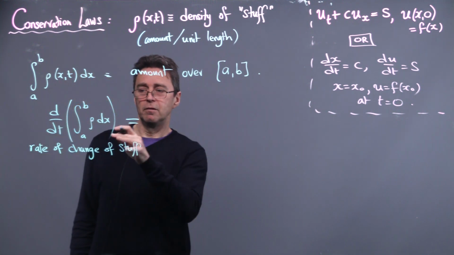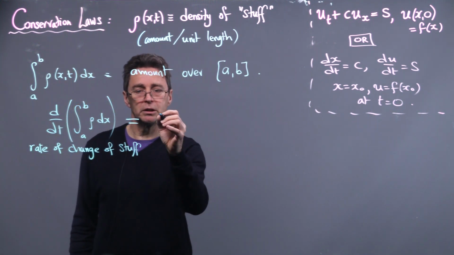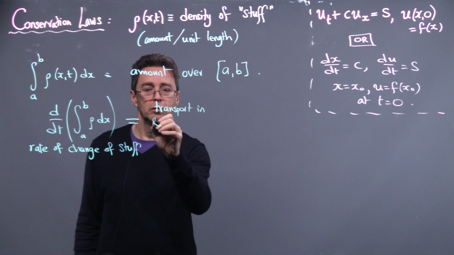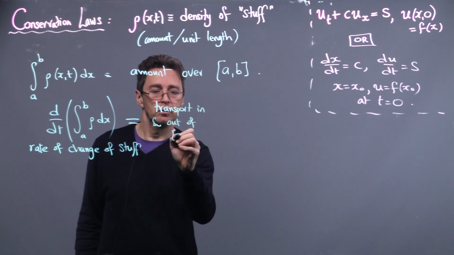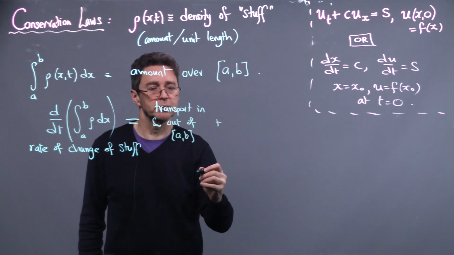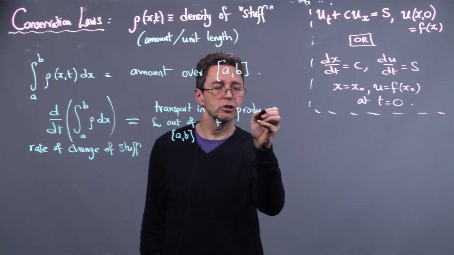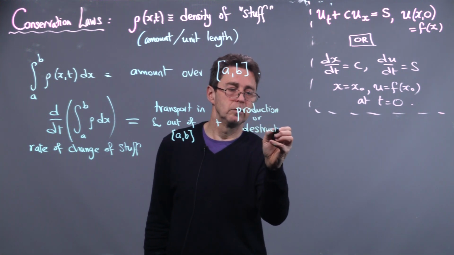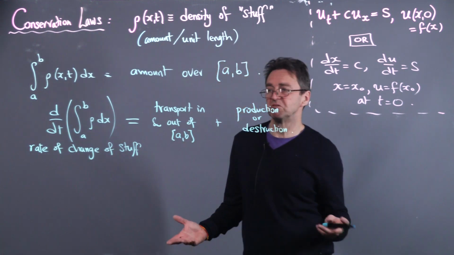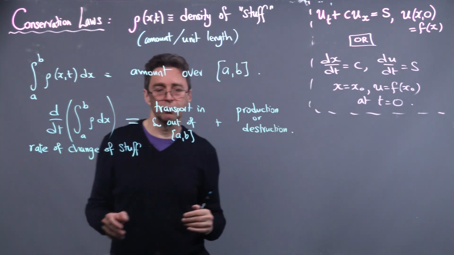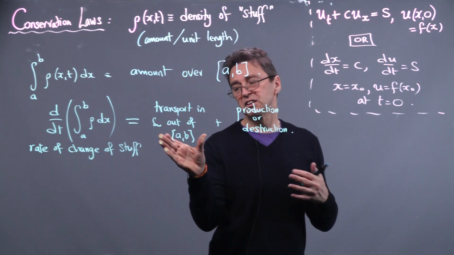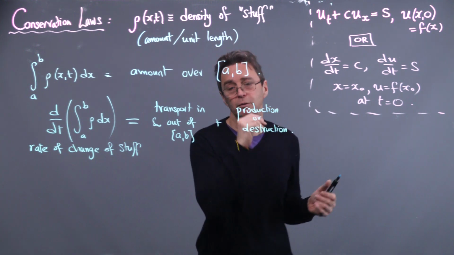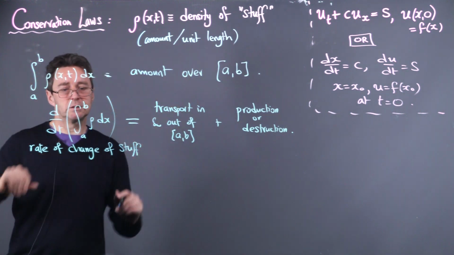Well, if this thing's being moved around, if it's being transported, then there's the transport in and out of my interval, and there's also a possibility that there could be production or destruction. You know, when I think about temperatures, I can think about the amount of heat over a section of a rod. There's transport of heat in and out because things diffuse. The temperature diffuses around, but I could also have a heating element or something cooling the thing. All right, so that's what I have here.